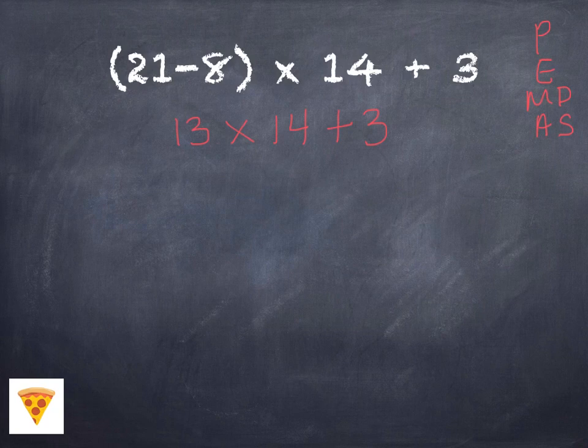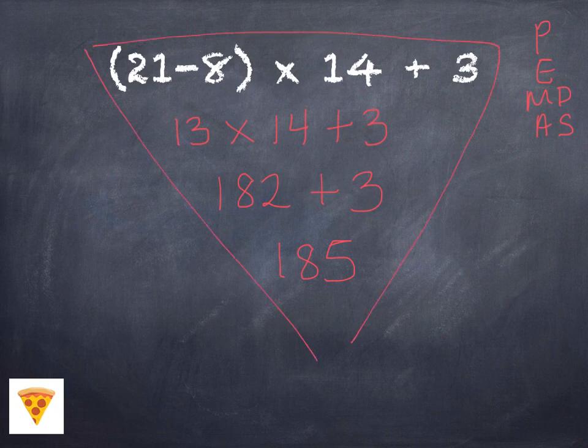So now I have multiplication and addition. And according to my little acronym over here, multiplication is going to come next. So 13 times 14 is 182 plus 3. And 182 plus 3 is 185. And look, guys, here is my upside down triangle or pizza slice.